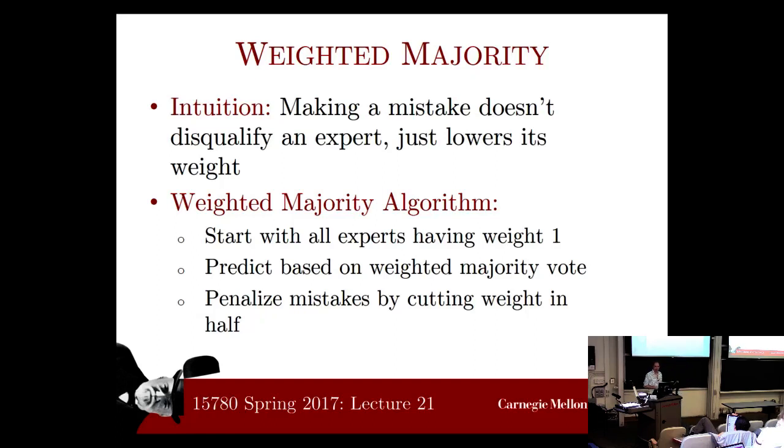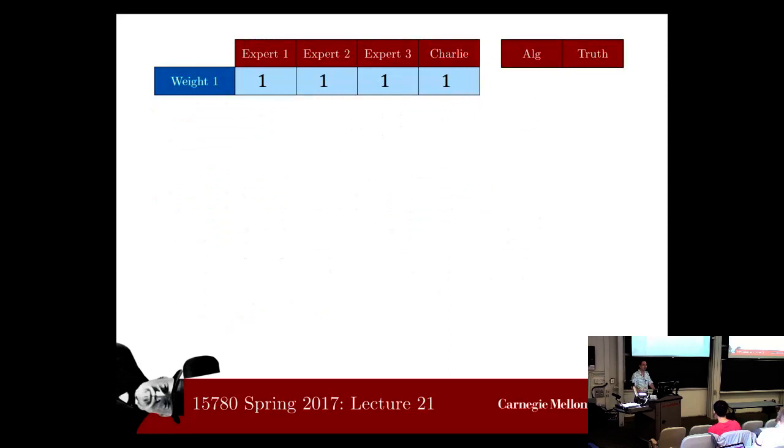So the algorithm is, we start with all experts having weight 1. At every round, we predict based on the weighted majority. So now we look at the total weight of experts saying yes, the total weight of experts saying no, and we go with the higher weight. And if an expert makes a mistake, we penalize it by cutting its weight in half. So we remove half of its current weight. So for example, if it had weight 1/4, it becomes 1/8. Okay, so here's an example of this algorithm.